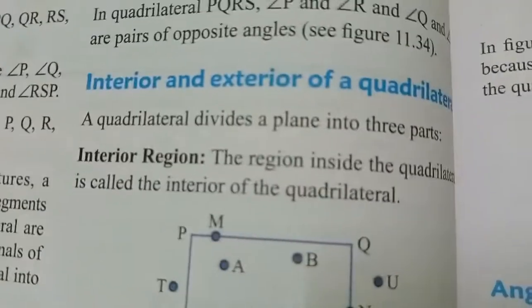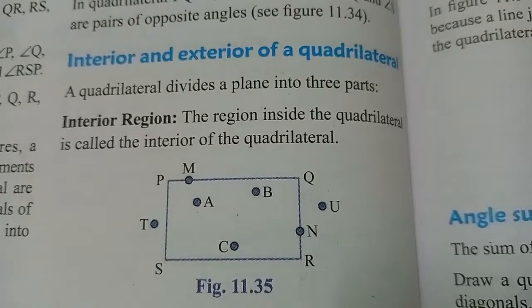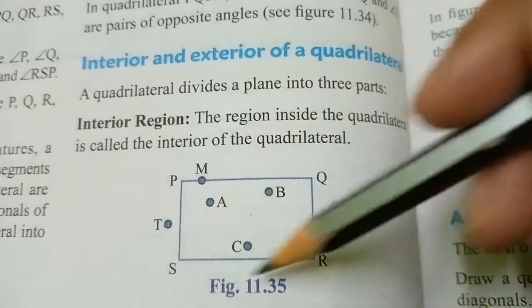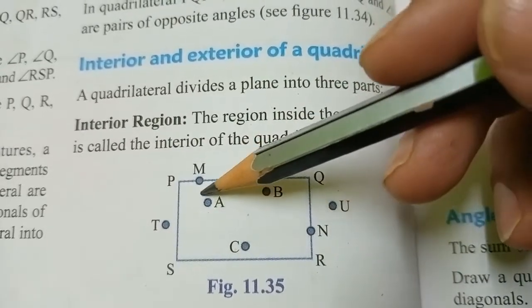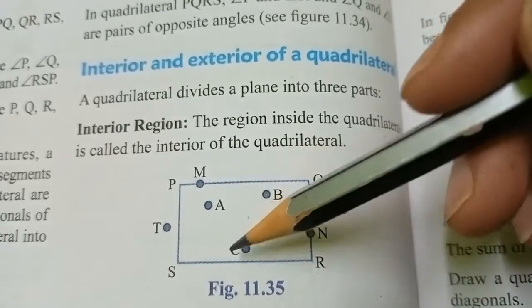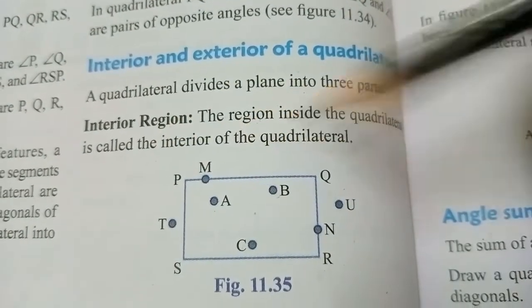Now let us see the next part, that is interior and exterior of a quadrilateral. Interior means the interior region. Interior region is the inside part of the quadrilateral. So what are the inside points in a quadrilateral? Point A, point B, point C. The region inside the quadrilateral is known as the interior of the quadrilateral.